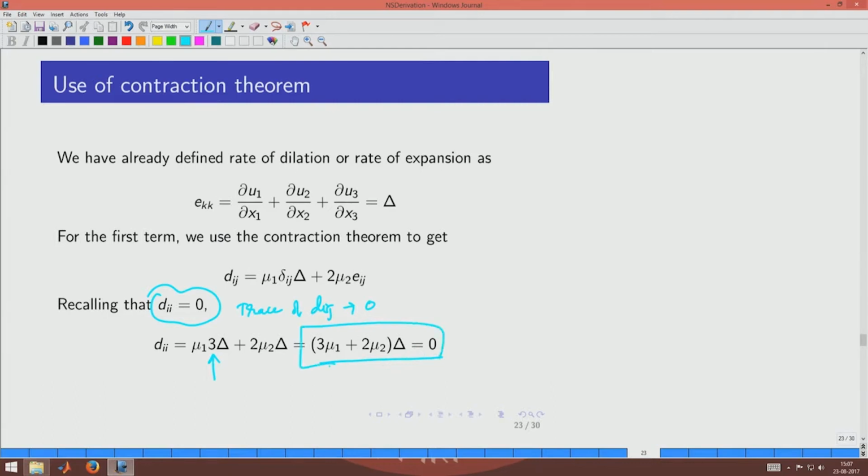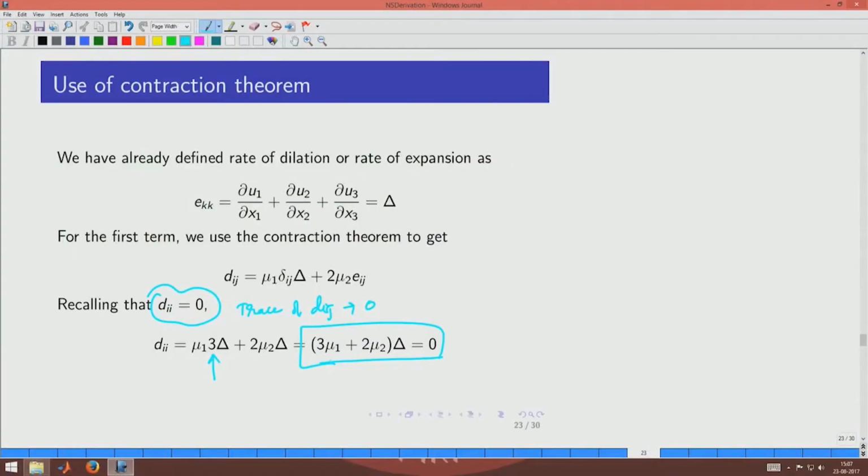Now this equation is very interesting because this gives us a relationship between mu1 and mu2. In other words, we do not actually need 2 independent constants, we actually get only one of them. Of course, in the case of incompressible fluids, mu1 and mu2 can be different, and this equation will still be valid because the rate of dilation delta is 0. But if you want this equation to be valid even for fluids that are not incompressible, then it is better that this part alone goes to 0, which means that mu1 and mu2 are related.